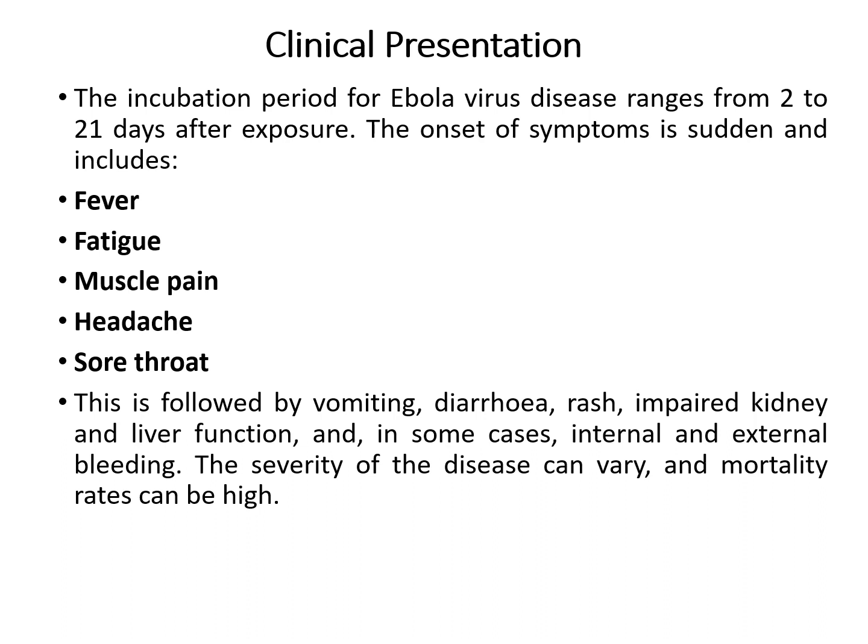Commonly, high fever, then fatigue, muscle pain, headaches, sore throat, migraine. This is followed by vomiting, diarrhea, rash, impaired kidney and liver functions, and in some cases internal and external bleeding. The severity of the disease can vary and mortality rates can be high. If you look at the Ebola virus, there is more than 90% mortality rate, and only supportive care can be given.